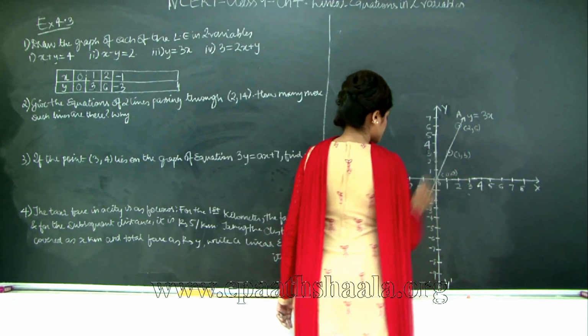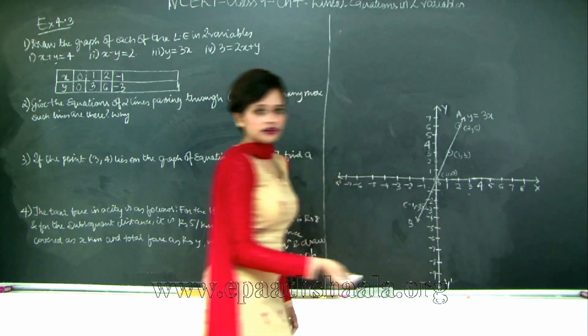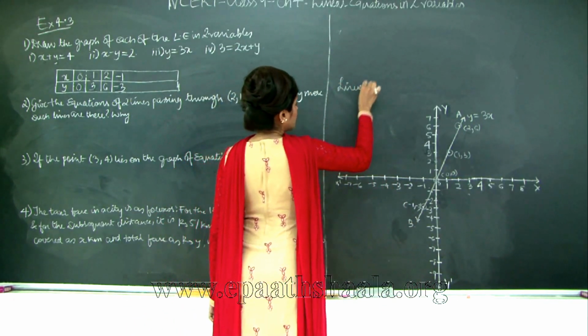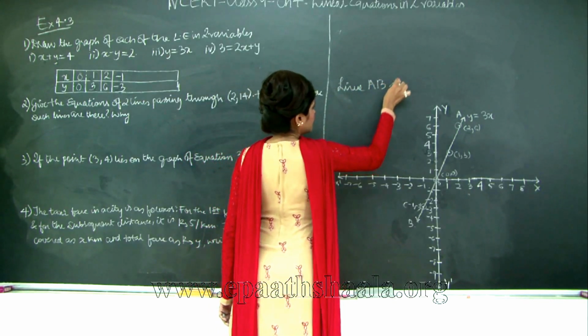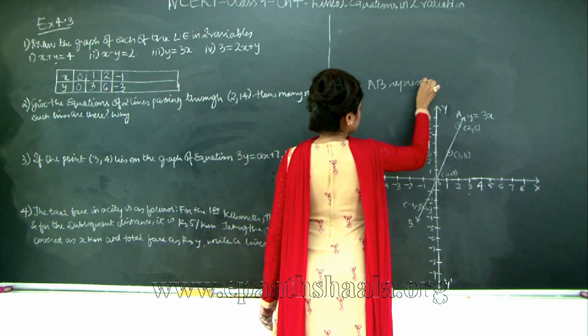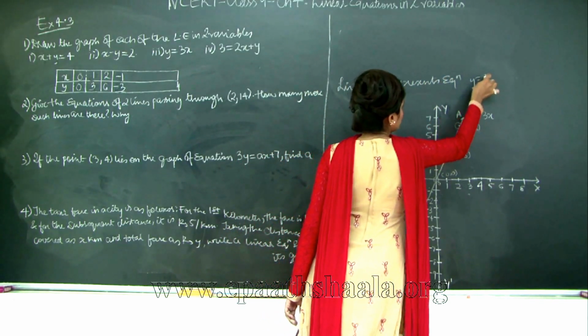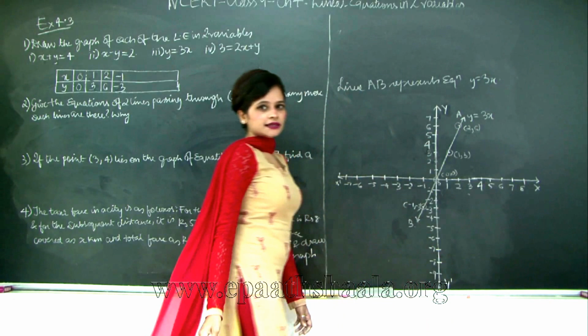Again I am going to mark this line A to B and mention what? Line AB represents equation y is equal to 3x. Simple.